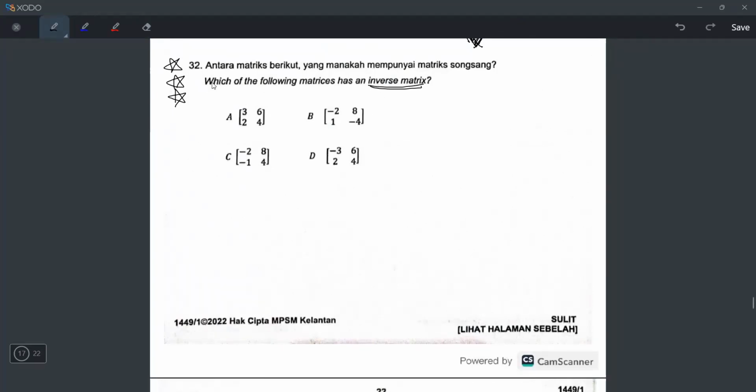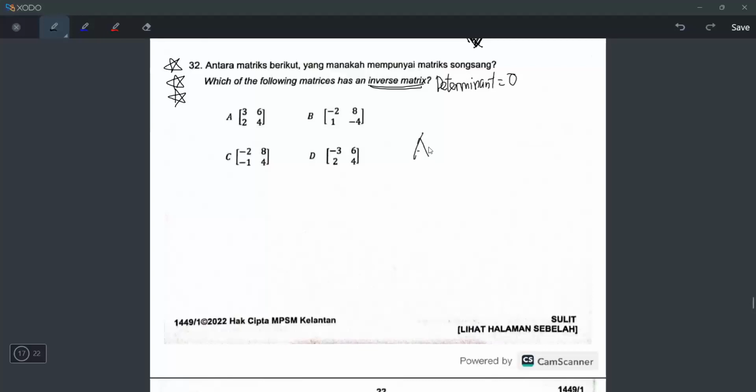Okay. So now let's go. Which of the following matrix has inverse? This is a little bit different from the Kertas paper. The Kertas paper asks you which of the following does not exist inverse. This one asks which one exists inverse. So it's a little bit different, but the concept still remains the same. The determinant equals 0.